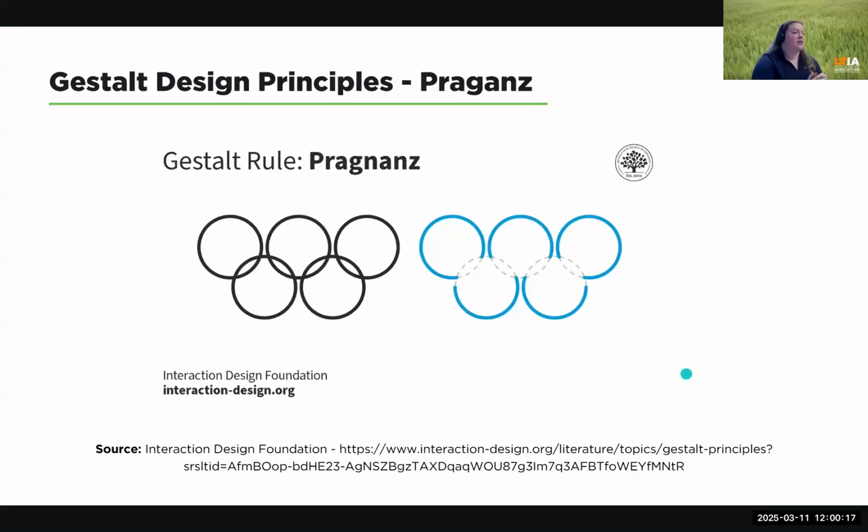The example for this that the Interaction Design Foundation gives is the Olympic rings. When we see the Olympics logo or any kind of design like this, we know these rings are interconnected and they're all supposed to be one design or image together. Well, our brains are really smart. We also know that these are just 5 circles or 5 rings interconnected. So the idea behind pragnanz is that we can see the whole image, but our brain can also pick apart the different pieces or the pattern in that design.